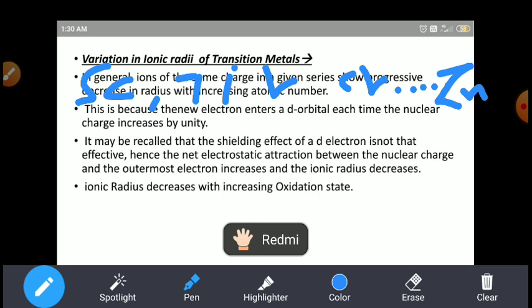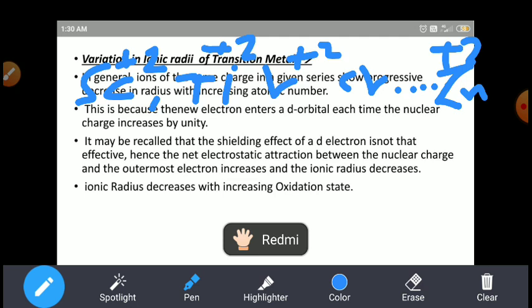When you move along the series and they turn into ions, the +2 oxidation state is common, so that's why I have written the +2 oxidation state in each and every species. The +2 oxidation state is common here, from the scandium ion to the zinc ion.